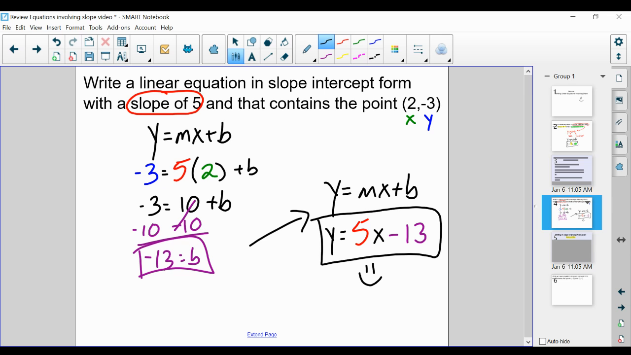We substitute in the slope, which is m. We substituted in the x and the y, and then we found the b value. From there, we then rewrote everything as slope-intercept form, substituting in the value of our slope and the y-intercept.